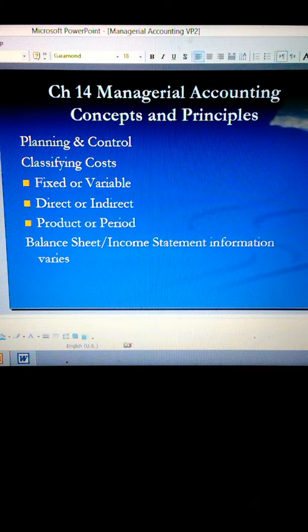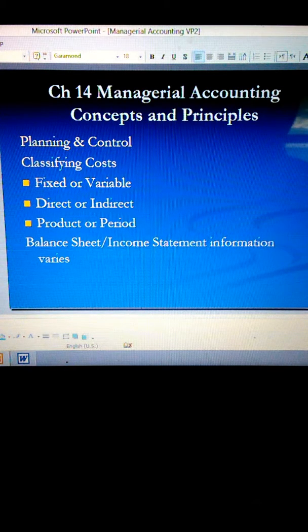Chapter 14 discusses managerial accounting concepts and principles. It starts with the purpose and nature of managerial accounting. The purpose, simply put, is planning and controlling. Planning is the process of setting goals and then making plans to achieve those goals. And control is the process of monitoring planning decisions and evaluating an organization's activities and its employees.